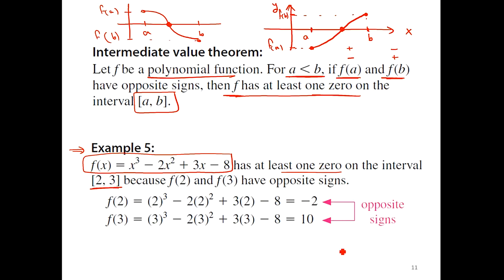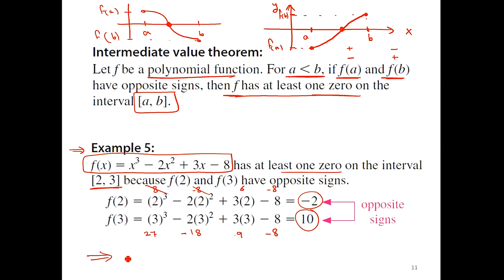After substituting 2, we have 2 to the power 3 minus 2 squared plus 3 multiplied by 2 minus 8. This is 8. This is negative 8. This is 6. This is negative 8. 6 minus 8, we have negative 2. After substituting 3, we have 27, minus 18, plus 9, minus 8. So 27 minus 18, we have positive 9. 9 plus 9, 18. 18 minus 8 equals positive 10. So we have different sign or opposite sign.